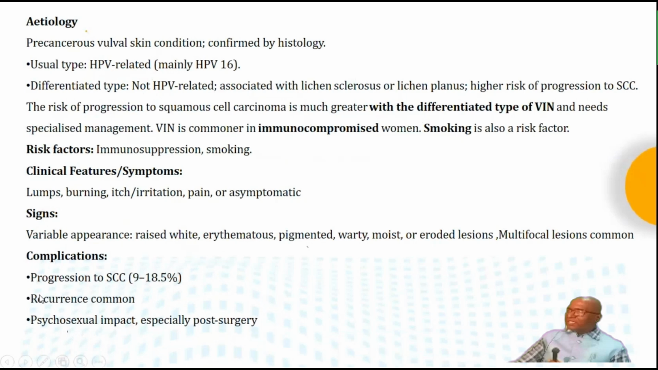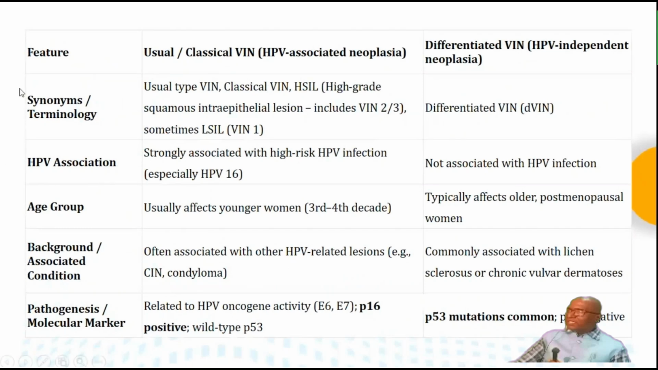So VIN itself is a pre-malignant condition. Lichen sclerosis and lichen planus are also pre-malignant, but they are chronic inflammatory disorders. So you can have progression from chronic inflammation to VIN, and from VIN to squamous cell carcinoma. From VIN to squamous cell carcinoma, the risk of development is 9 to 18%, while here it is 2.6 to 6.6% in lichen sclerosis and lichen planus. Okay. Now, what is the difference?